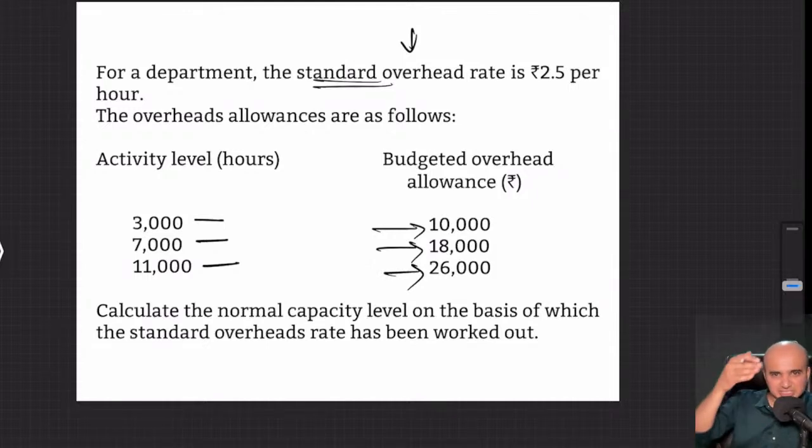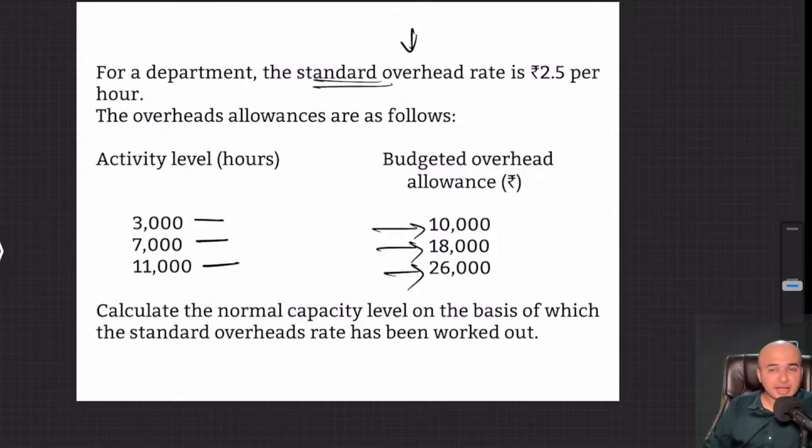So that means they are given the change from 3,000 to 7,000. If you move from that level to next level, the budgeted overhead allowance will also increase from 10,000 to 18,000. And if you move from 7,000 to 11,000, the budgeted overhead allowance will increase from 18,000 to 26,000. So this again is easy to do, because here we have a specific formula and we can easily calculate what is what. Now let us look at the question.